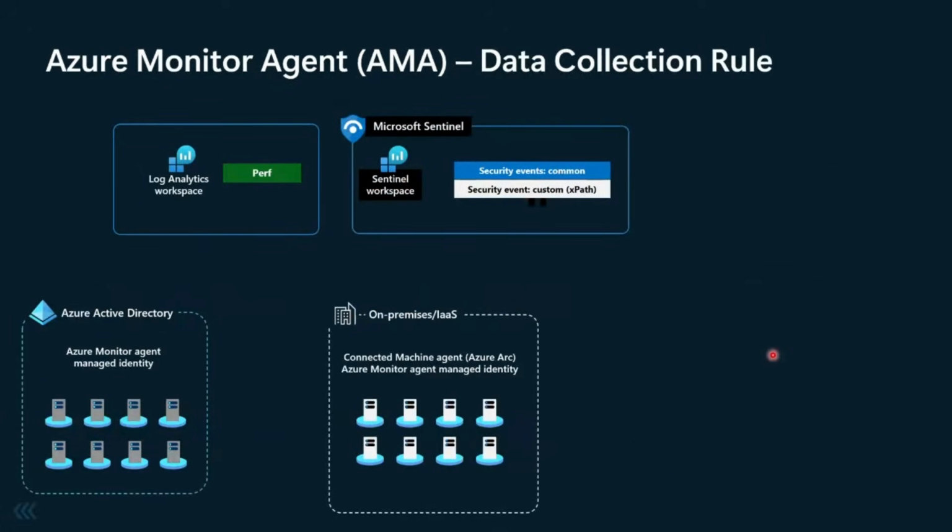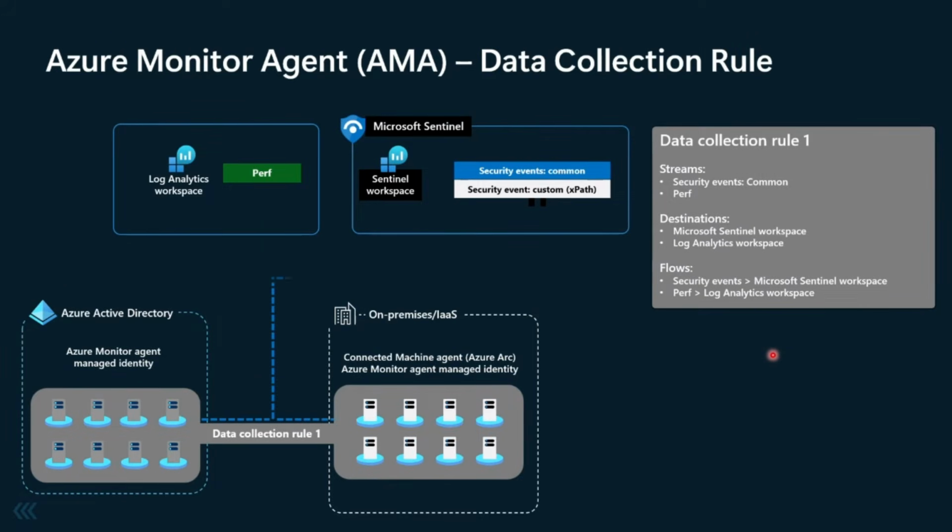So this is how it works in terms of AMA plus data collection rules, right? I can, for example, define a data collection rule 1 that will effectively apply to a wide group of machines. Some of them might be already in Azure, some others might be still on-prem. And then the data collection rule is telling the servers to provide security events and send those into the Sentinel workspace, but also performance data to be only flowing to a Log Analytics workspace that doesn't have Sentinel, right? So as you can see, here are the flows that I define, right? Security events going to Sentinel, performance data going to the Log Analytics workspace.